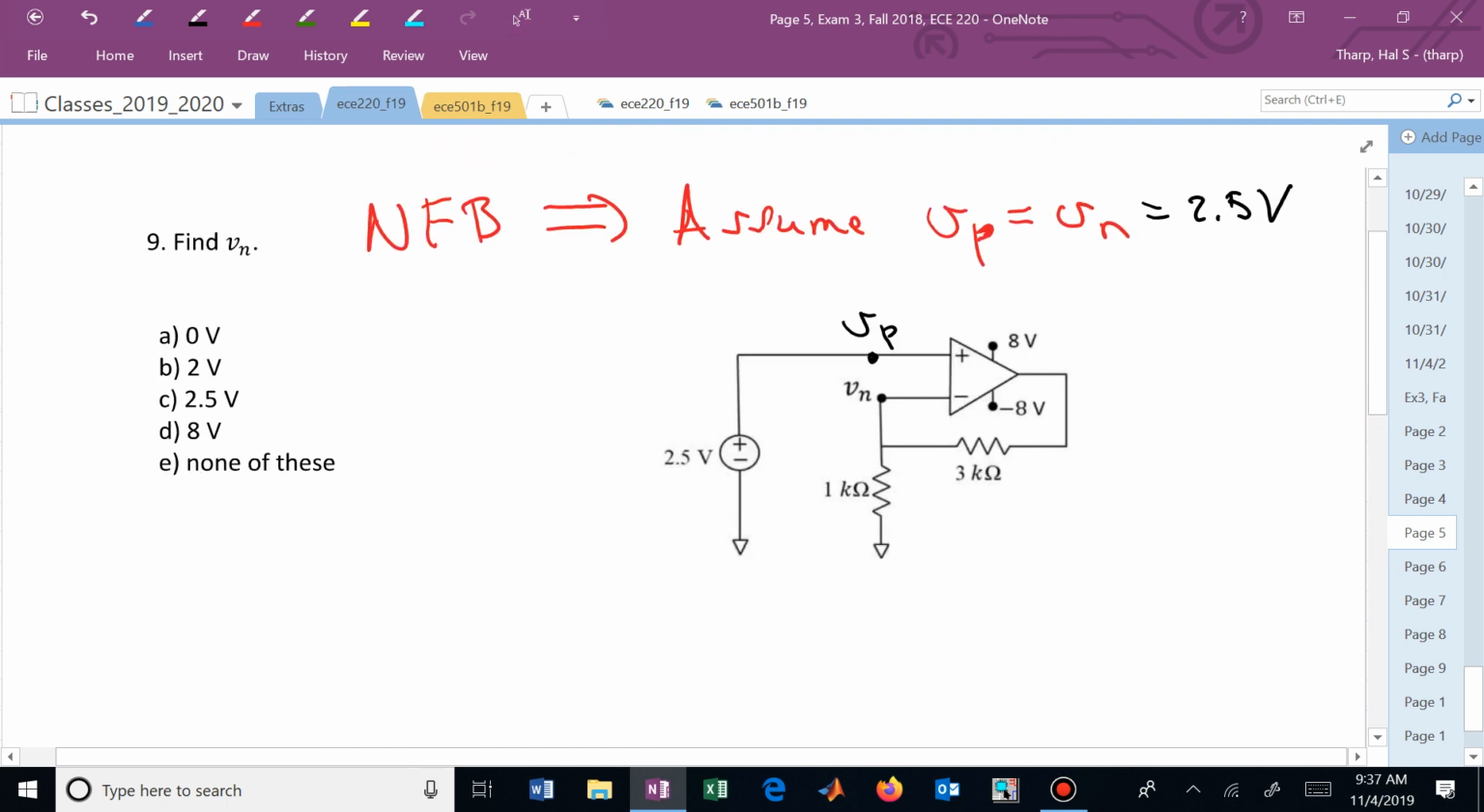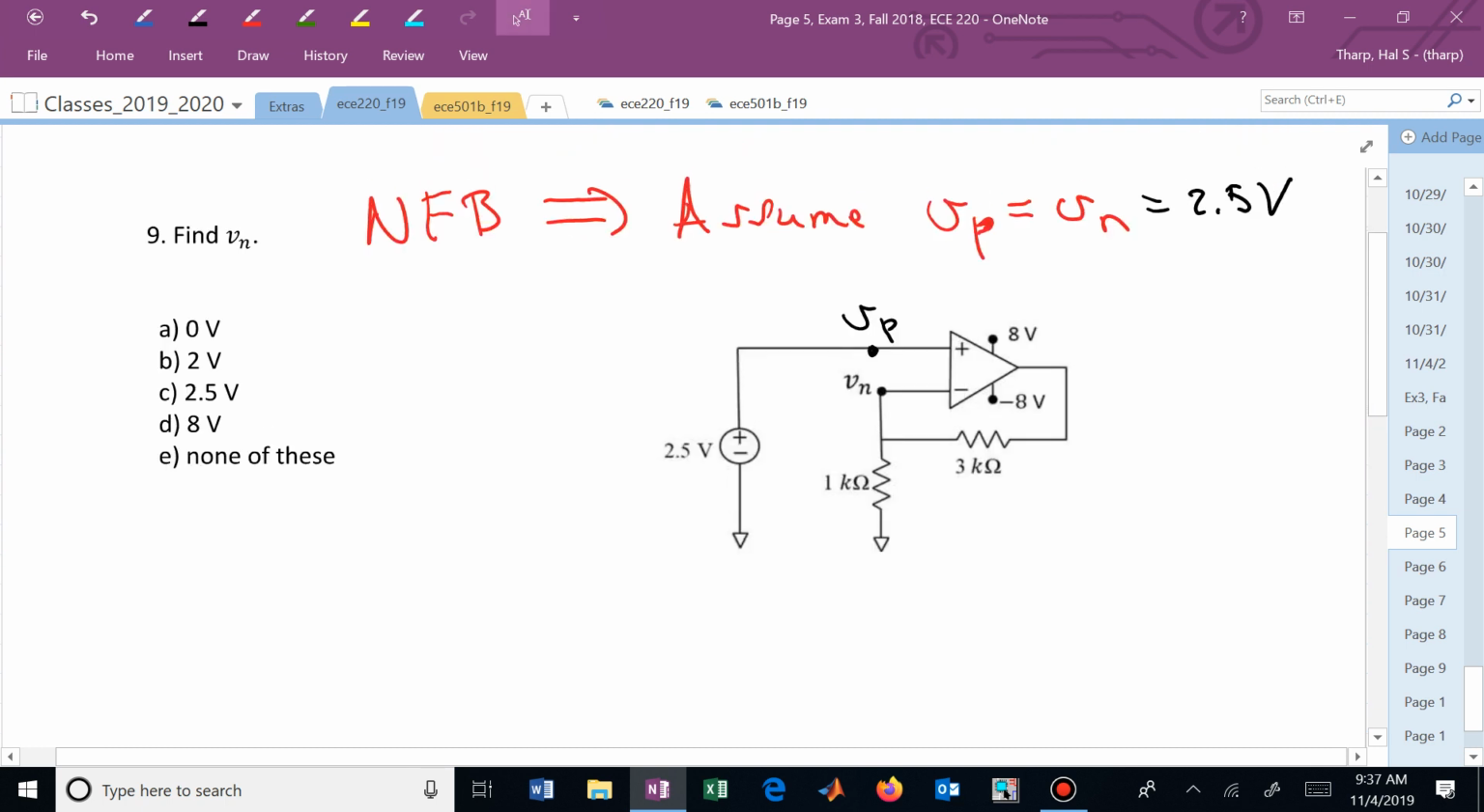And now I'm trying to find v sub n. Probably not a good idea, because you need to make sure and check, am I in saturation or not? So let's now follow that through. Let's find v naught. And if it's outside the power rails, then we have to go back and back out what the inverting pin voltage actually is.